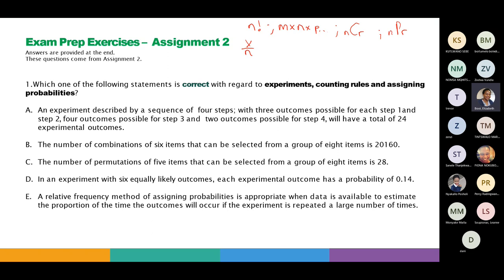With this question, because they have given us four steps with different numbers of outcomes, we're going to use the multiplication rule. Step one has three outcomes, step two has three outcomes, step three has four outcomes, and step four has two outcomes. So we're going to take only the number of outcomes and multiply them. So it's three times four times two. What is the answer?